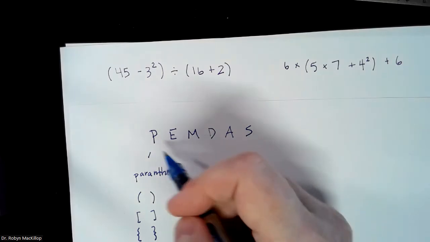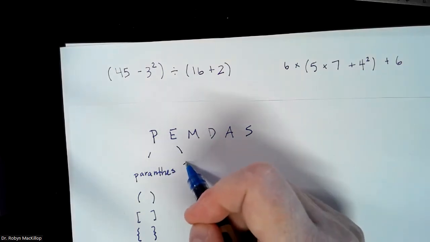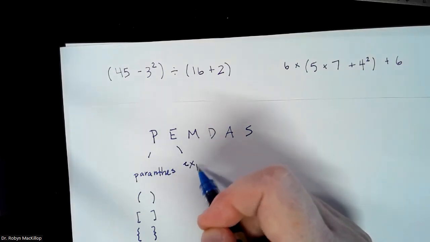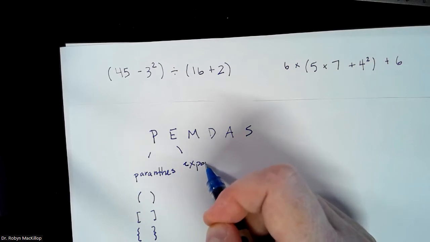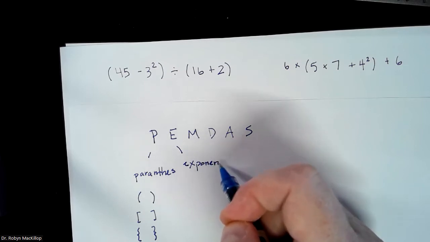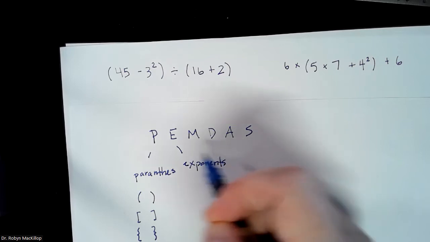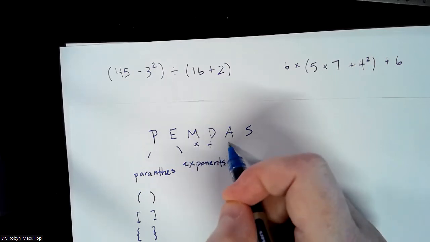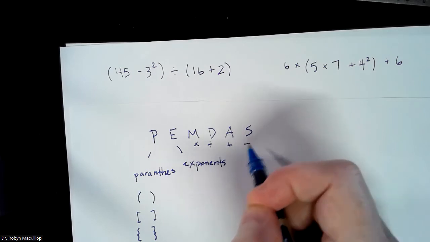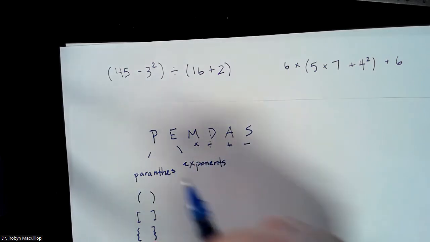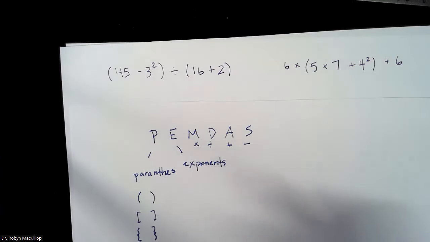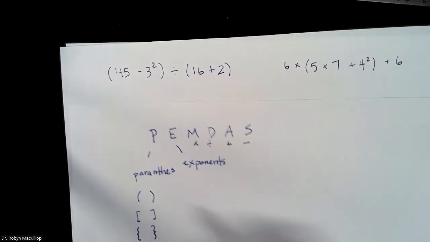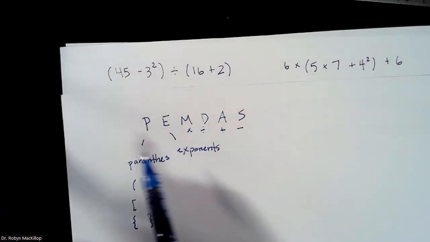The second thing you're going to deal with are exponents. Then you can interchange multiplication and division, but you do multiplication and division before you add and subtract. And these are interchangeable. Just go from left to right, and I'll see if any of these problems do that. So this is your order of operations.